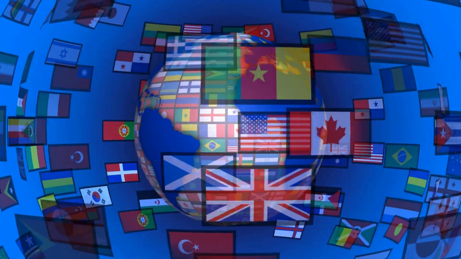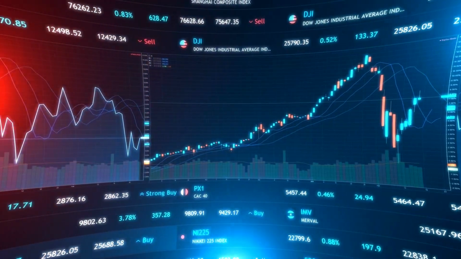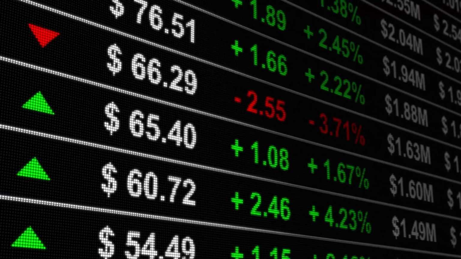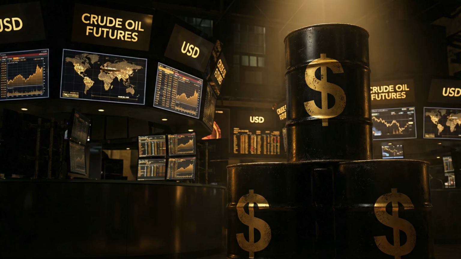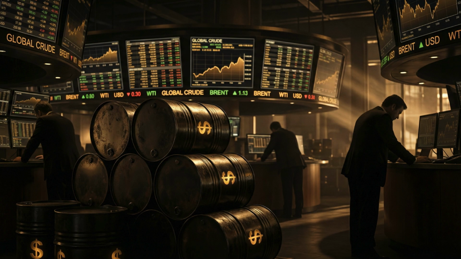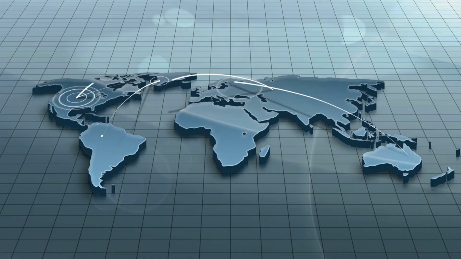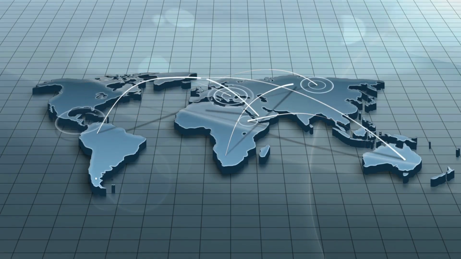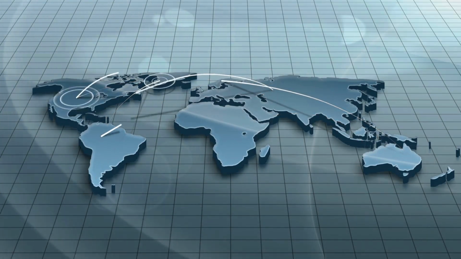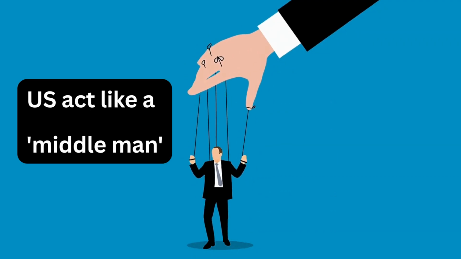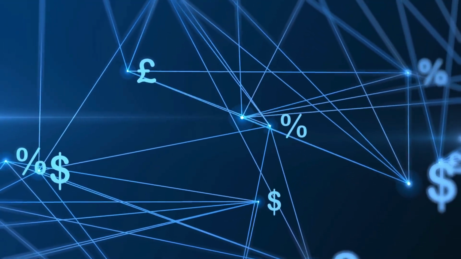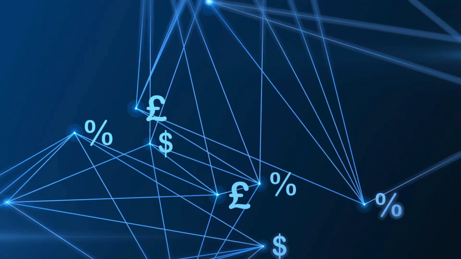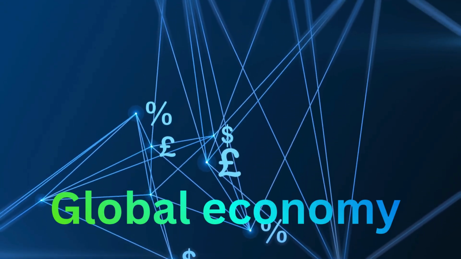Now let's talk about global trade. Most international trade is done in US dollars. Even between two countries that are not the US. For example, oil is almost always priced in dollars. This creates constant global demand for the US dollar, and that demand helps keep the dollar strong. But here's the hidden advantage. The US acts like the middleman of the global financial system. Result? More influence, more control, and a stronger position in the global economy.